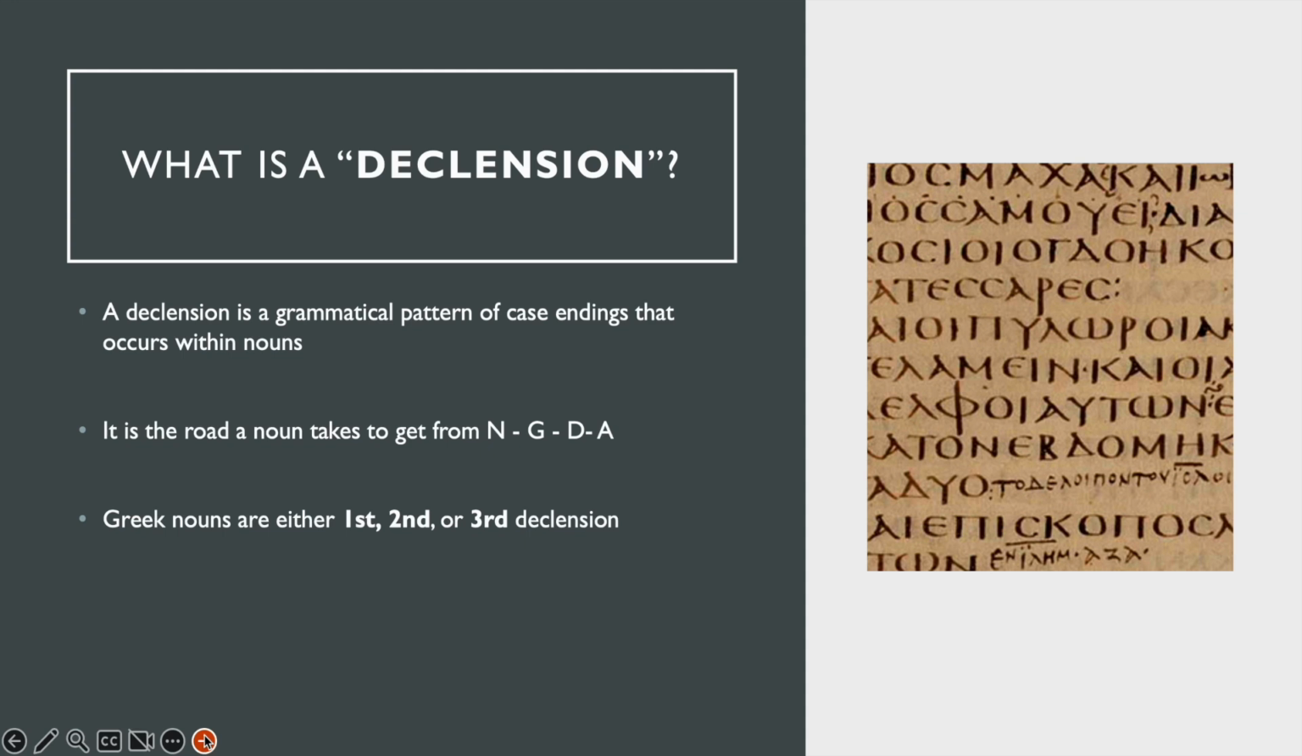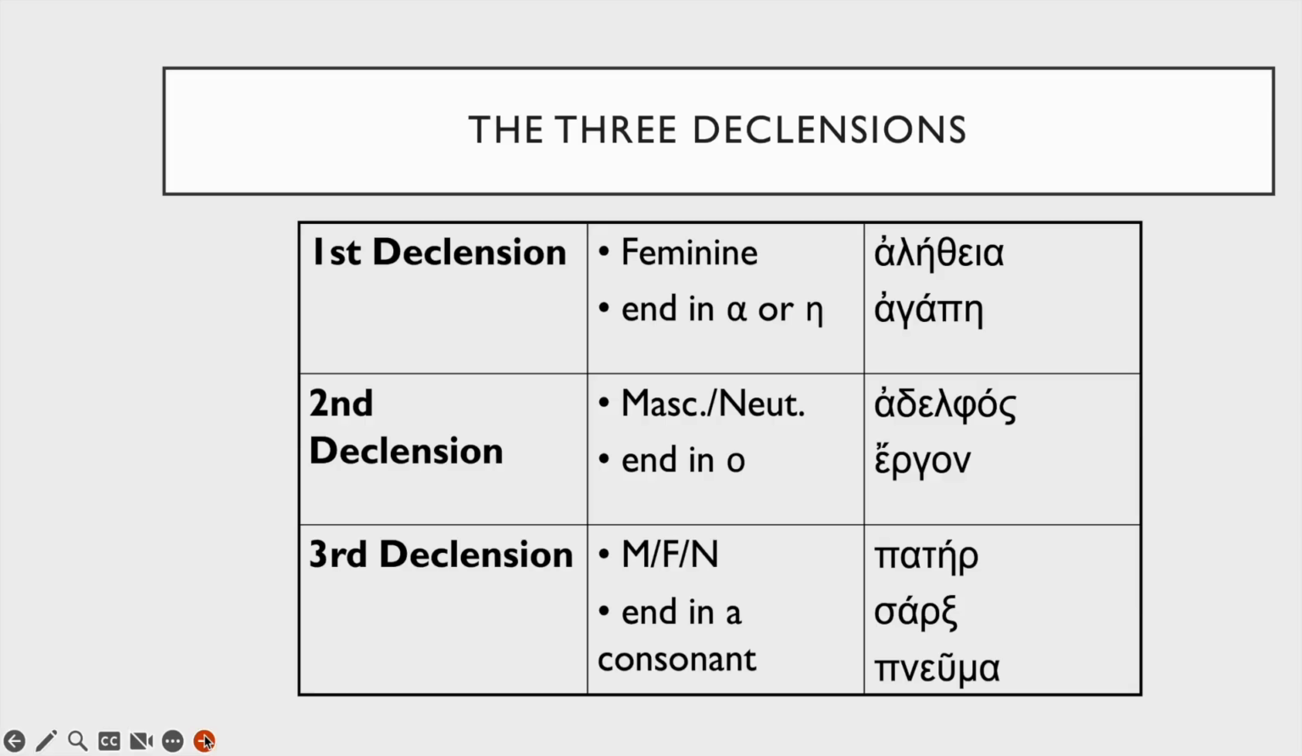So it's those set of case endings that we have observed with first and second declension nouns already, and what we're going to learn today with third declension nouns. Greek nouns are either first, second, or third declension. Let me just summarize for you the three declensions. We've learned first and second already.